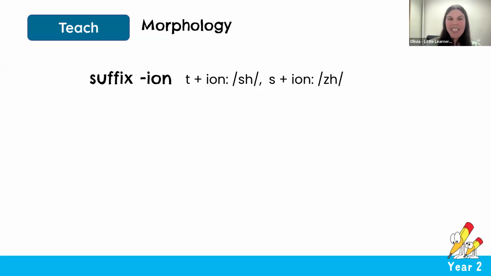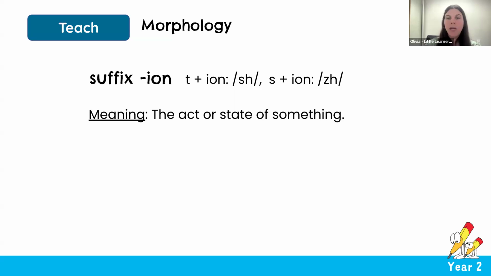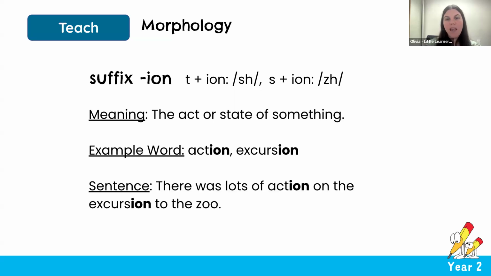Similarly to the suffix ure, there are two pronunciations for the suffix ion, meaning the act or state of something. So we have shun, like in action, and jun, like in excursion. There was lots of action on the excursion to the zoo. And again, this is dictated by that preceding letter that you can see at the top of the slide there.